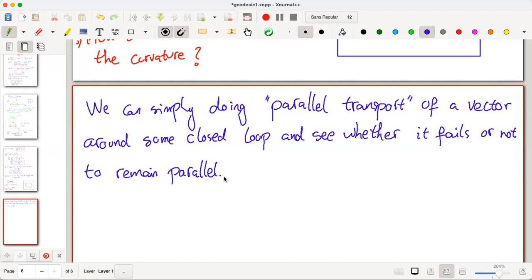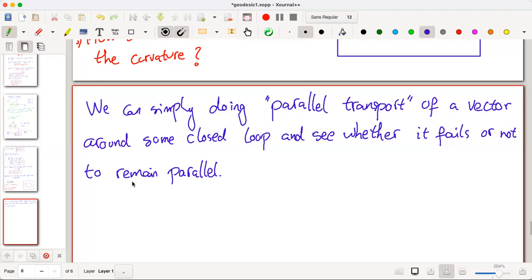is curved. Because to prove that the manifold is curved, if you can prove that there is at least one closed loop that fails to keep the vector parallel, it's sufficient to prove that the manifold is curved. But to prove that the manifold is flat, you have to show that all closed loops that you can draw give you parallel transport. And that's kind of hard.